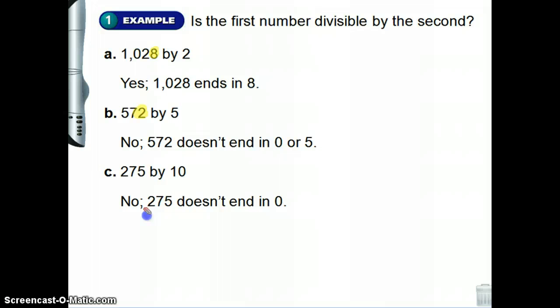Now, make sure that you understand that when we say yes or no, you have to explain each time. Even though it does not say explain up here, we still expect you to explain. So make sure that you explain.